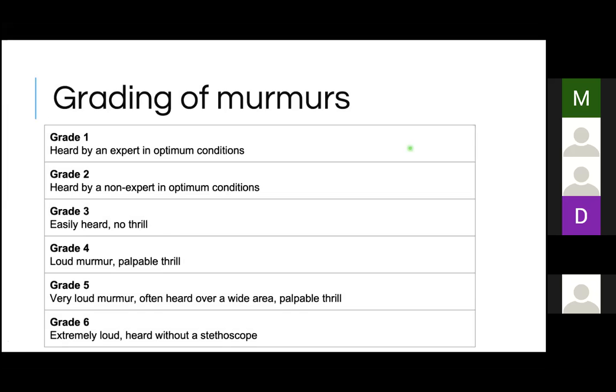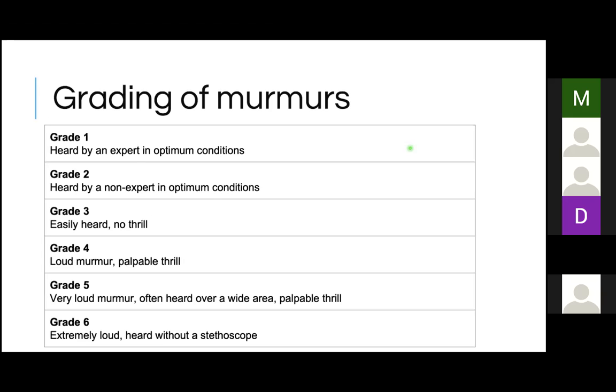It also just refines your technique and how you present back to the examiner and shows that you know what you're doing. A grade 1 murmur, generally only a cardiologist should be able to hear that. So heard by an expert in optimum conditions. Grade 2 can be heard by a non-expert, but also in optimum conditions, so no background noise. Grade 3 is easily heard, but without a thrill, so no palpable murmur.